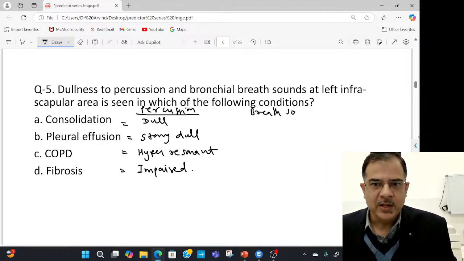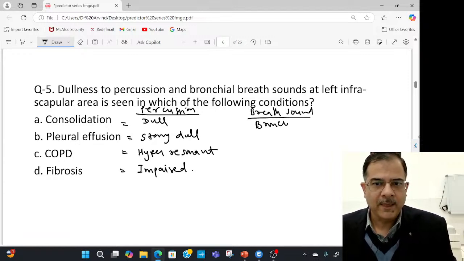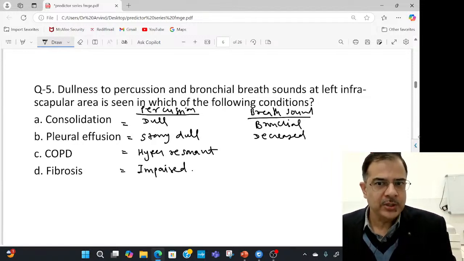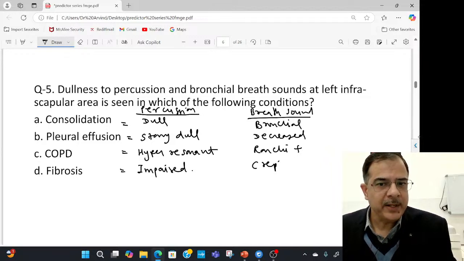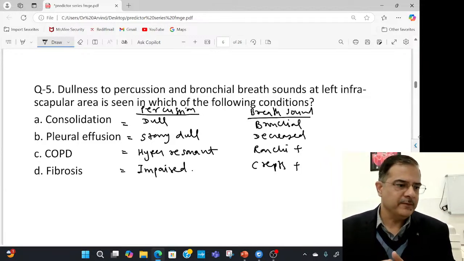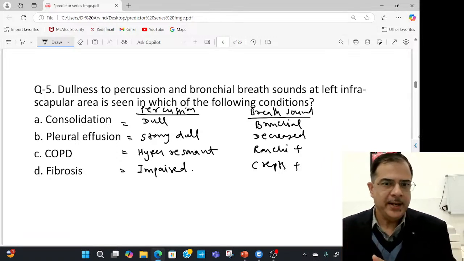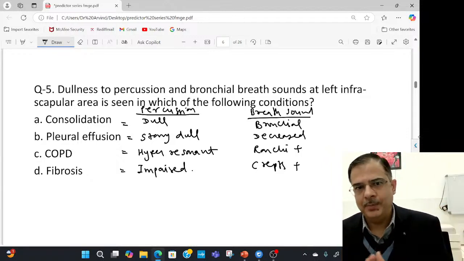Now see the combination. What will be the breath sounds in these conditions? Consolidation, bronchial breath sound. For pleural effusion, it will be decreased breath sounds. COPD will show rhonchi. And fibrosis reveals crepitations. So bronchial breath sound will be seen in consolidation, and in pleural effusion, breath sound will be reduced and percussion will be stony dull.